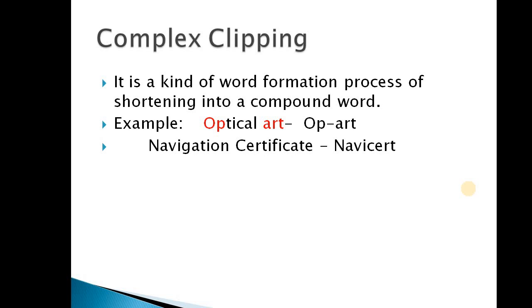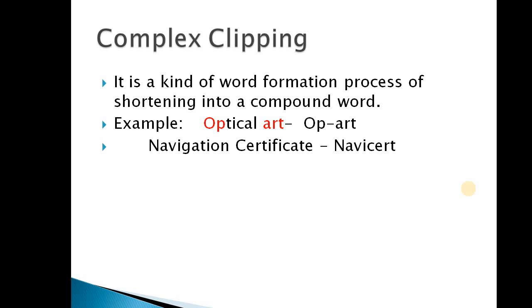Now the fourth type, or the last type of clipping, is called complex clipping. It is a kind of word formation process of shortening a word into a compound word. Okay, here you will see that we will shorten the word, and that shortened word will come out as a compound word.